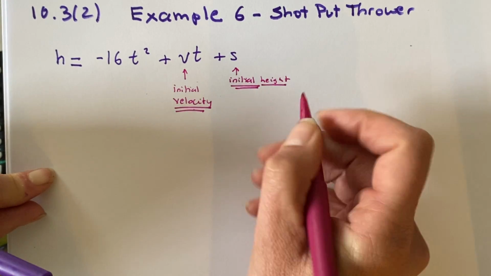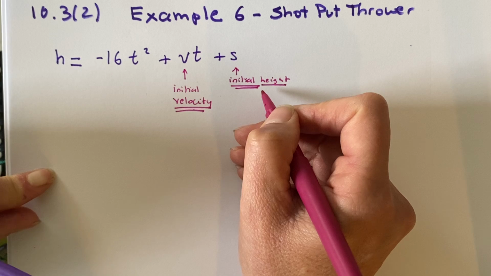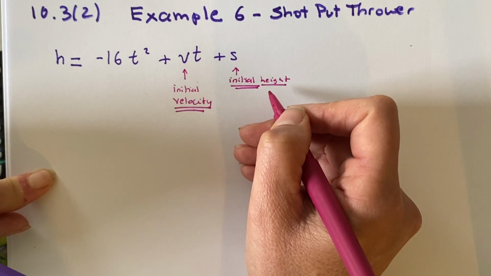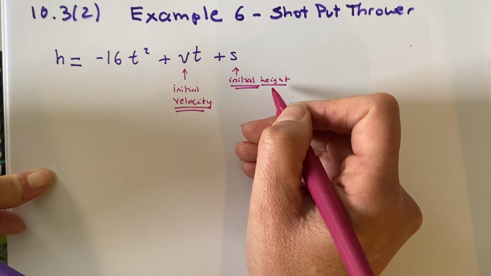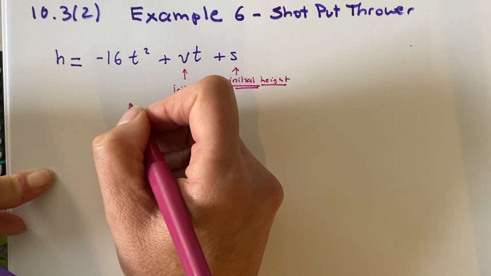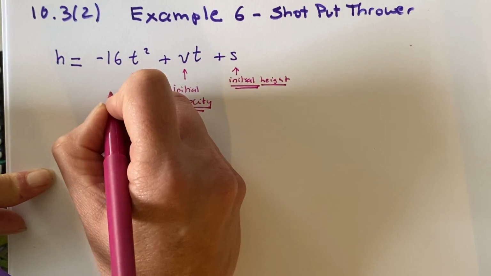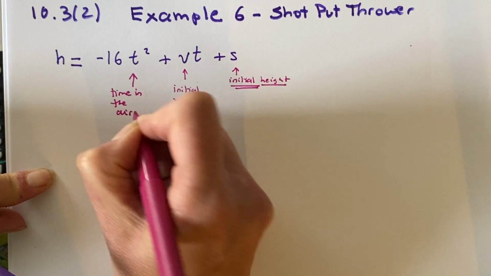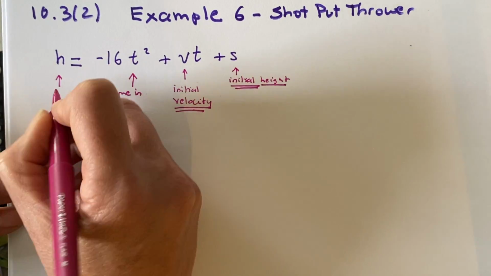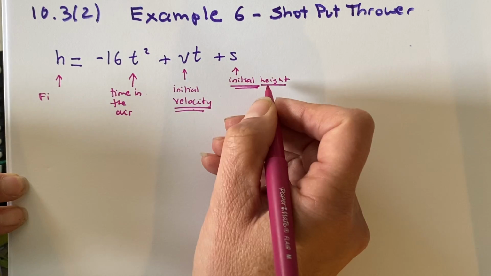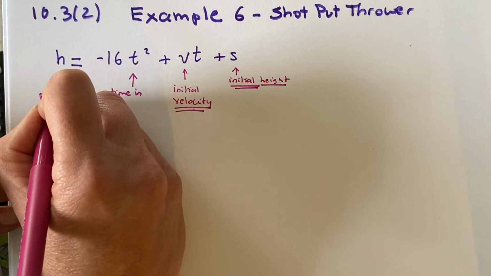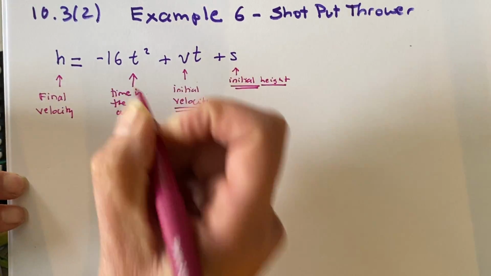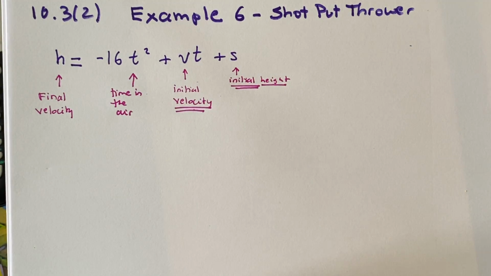If the person is short like me, they're not going to throw from much higher than 4 feet, but if you're taller, that discus is going to leave a lot higher. And then t is time in the air, and h is the final height. In other words, if there's a lot of velocity and a decent initial height, you're going to get a pretty good final height. All right, so that's our equation.